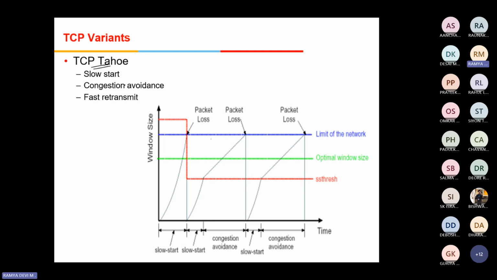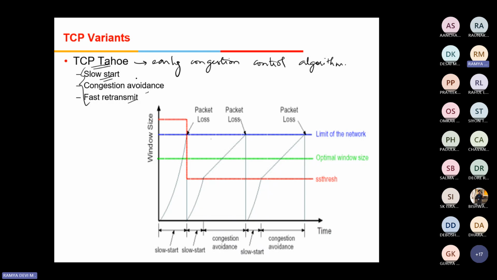So TCP Tahoe, the starting one, is slow start. It is an early congestion control mechanism. Early congestion control mechanism, in the sense it is designed to avoid network congestion and also to ensure efficient data transmission. It works in three phases. It starts with slow start, enters into congestion avoidance, and it comes back to fast retransmit.